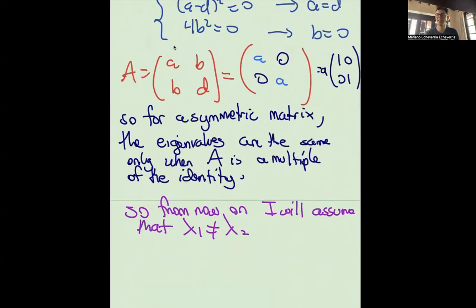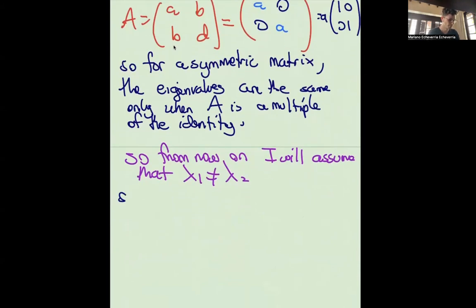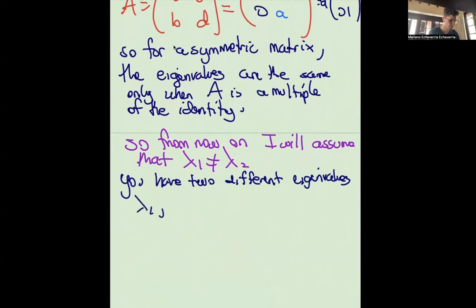So what does that mean? It means that you have two different eigenvalues. Each of them will have their eigenvector, right? So you have two different eigenvalues, lambda 1, lambda 2, with eigenvectors v1, v2.